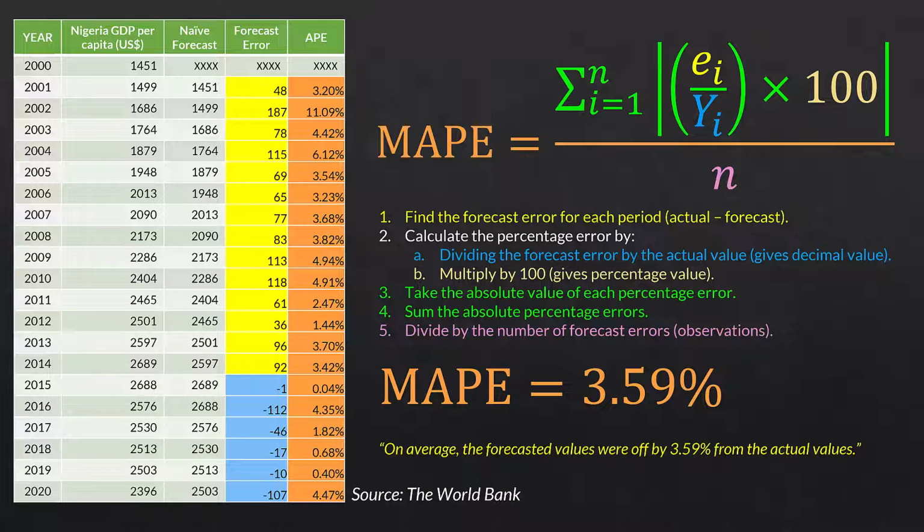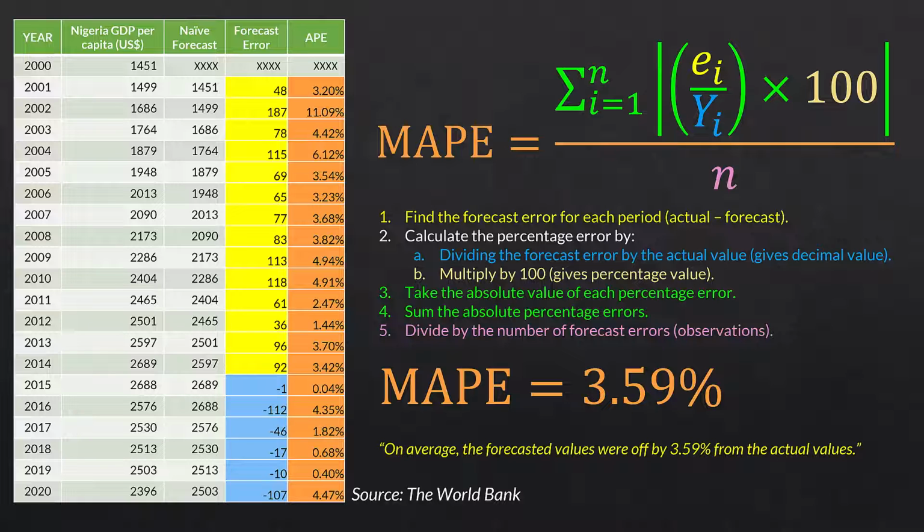So what MAPE tells us is that on average, the forecasted values, which are there in the middle column, were off by approximately 3.59% from the actual values, which are there in the second column. So again, because this is a percentage, it's standardized. So we could compare this time series to a different time series, maybe a different country, maybe taken at a different time, or we could compare it to something else entirely different. And because they are percentages, we could compare the two.